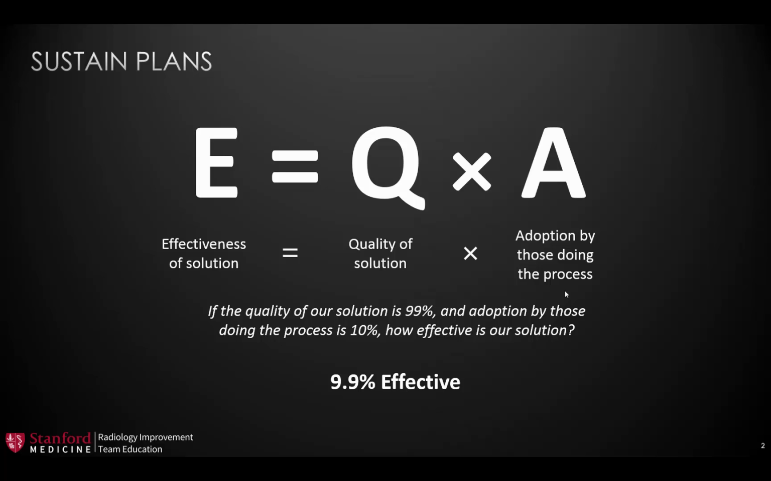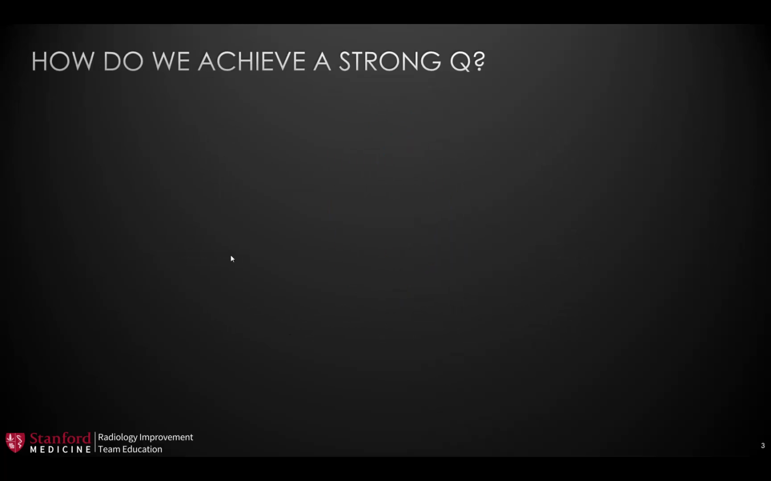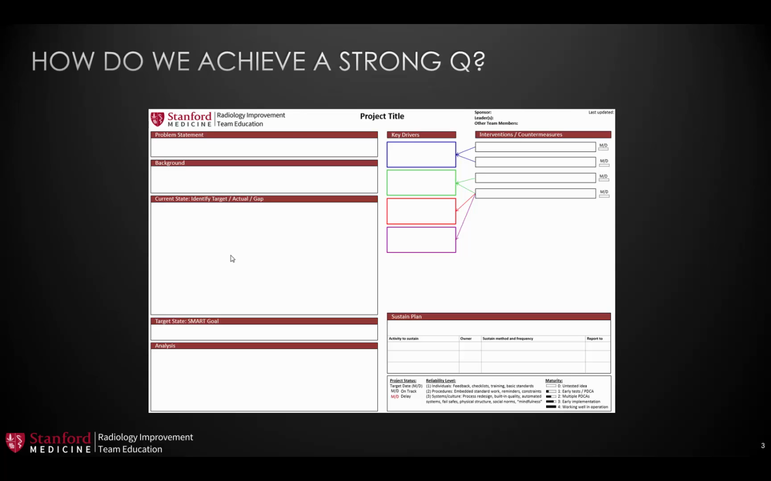Today I'm going to explain how we achieve a strong Q and a strong A in order to ensure high effectiveness of your future solutions. So let's dive into the quality of the solution. How do we achieve a strong Q? Well, basically we do that through A3 thinking.